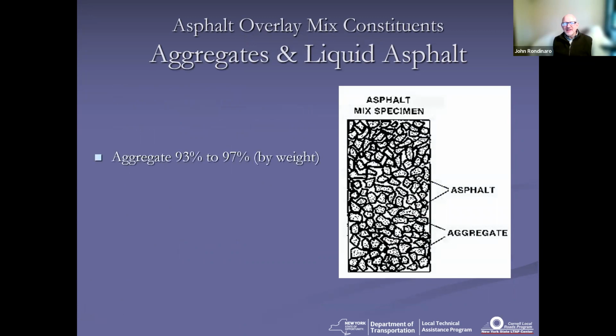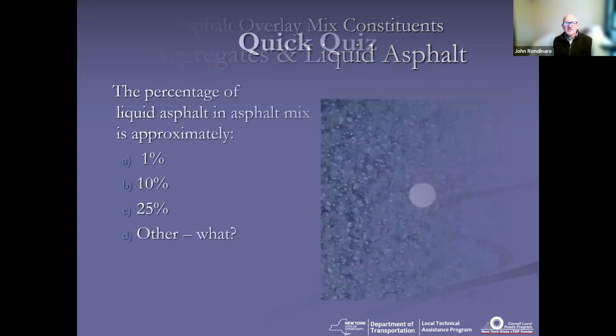Good. Thank you. So when we look at our components, typical range for your aggregate, 93 to 97% by weight. Your liquid, 3 to 7% by weight. So whoever answered 6 was right on the money. They know their DOT spec. Air voids, 2 to 4% by volume. So going back to our quiz answers for a second.